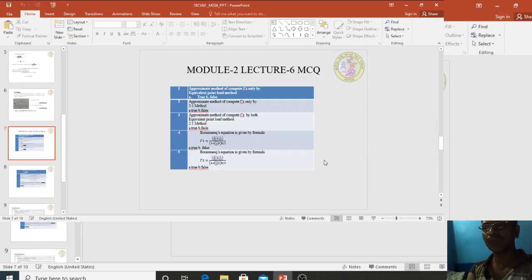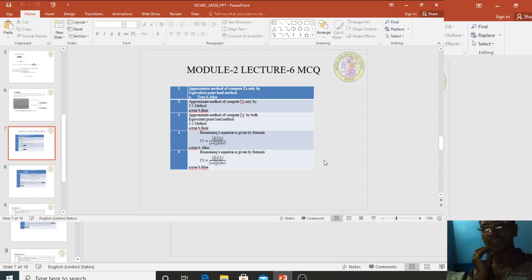Coming to the multiple choice questions: the approximate method of computing sigma Z is only by the equivalent point load method. Option A is true, option B is false. It is false. The approximate method of computing sigma Z only by the 2:1 method is also false. The approximate method of computing sigma Z is by both the equivalent point load method and the 2:1 method. Option A is correct. It is true.